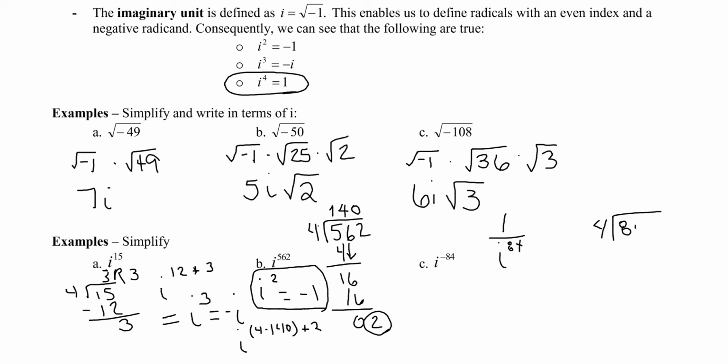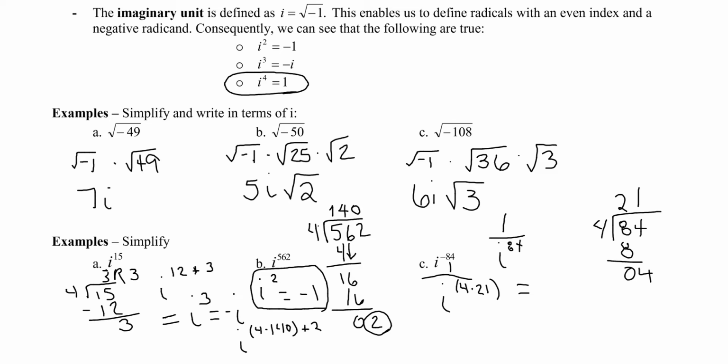into 84. It goes in 8 twice. Bring down the 4. It goes in 1. So we have 1 over i to the 4 times 21st power. There is no remainder. And so because it goes in evenly, it would be i to the 4th power.